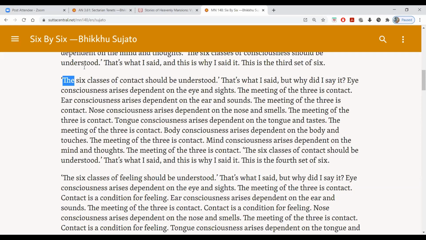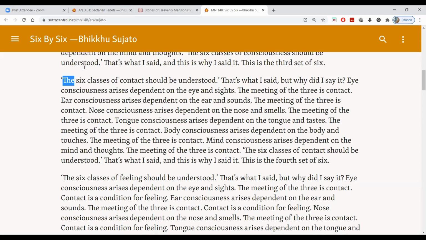The meeting of the 3 is contact. Ear consciousness arises dependent on the ear and sounds. The meeting of the 3 is contact. Nose consciousness arises dependent on the nose and smells. The meeting of the 3 is contact. Tongue consciousness arises dependent on the tongue and tastes. The meeting of the 3 is contact. Body consciousness arises dependent on the body and touches. The meeting of the 3 is contact. Mind consciousness arises dependent on the mind and thoughts. The meeting of the 3 is contact.